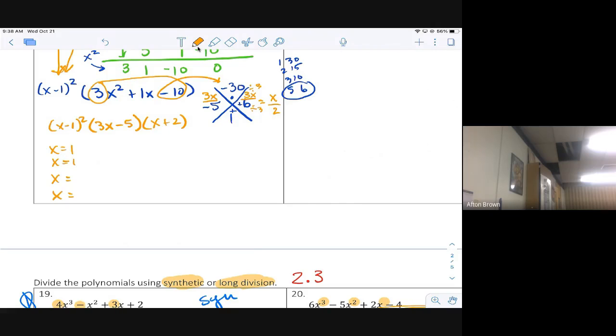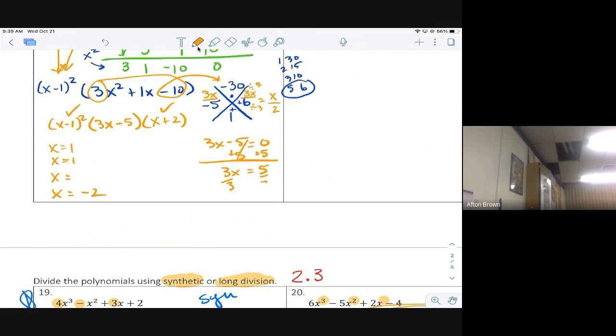I know that the x plus 2 I'm just going to turn to its opposite, so that one's taken care of. Those are my zeros. And then for 3x minus 5, if I'm not good at doing it in my head, plus 5. Then I still want to get that x by itself, so I'm going to divide by 3. So my last zero is 5 over 3.